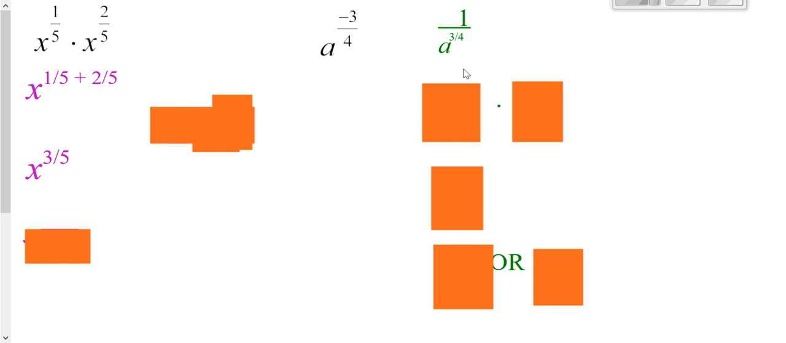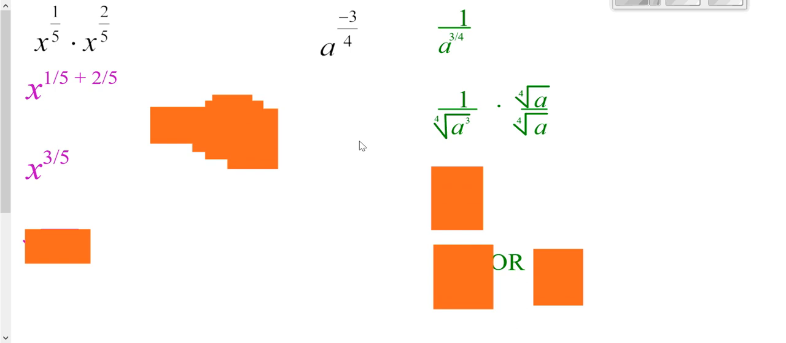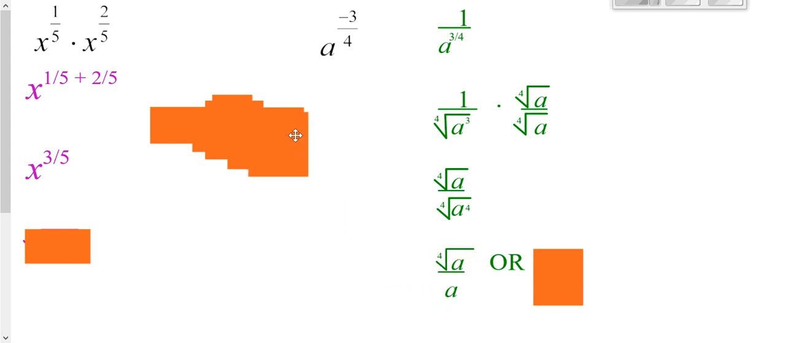That fractional exponent in the bottom is really a root, fourth root of a cubed, multiplied by a special form of 1, multiply the tops, multiply the bottoms. You have the fourth root of a to the fourth on the bottom, which you know simplifies to just a normal a on the bottom. We started out with fractional exponents, so you want to leave your answer as a fractional exponent.